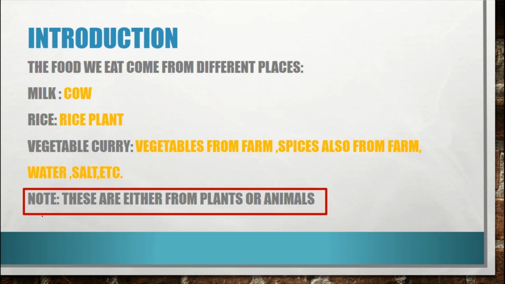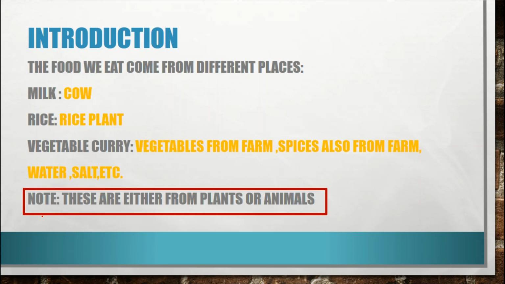Vegetable curry. Actually, the rice was only one ingredient, but here it consists of many. Vegetables are from the farm. Spices are also from the farm. In India, spices are mostly cultivated in Kerala. Now water, we all know, comes from fresh water bodies, and salt from sea water. Vegetables are grown in the farm, and spices are also grown in the farm.